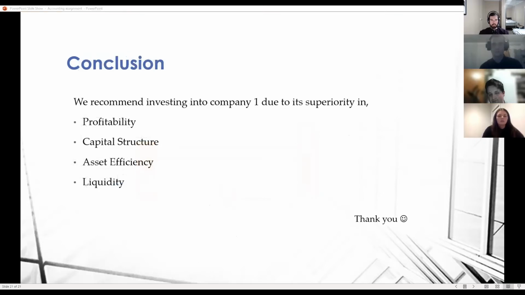In conclusion, after analyzing and deliberating on the two companies' data, we have deduced that Company 1 is the best choice for investment. This is because Company 1 has superior overall capital structure, asset efficiency, liquidity, and profitability for its investors. Company 1's use of assets and signs of growth create the perfect opportunity to invest early, safely, and successfully.